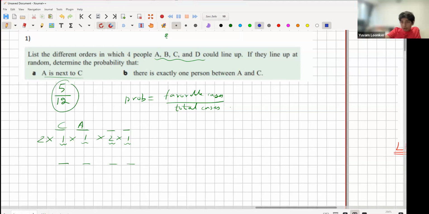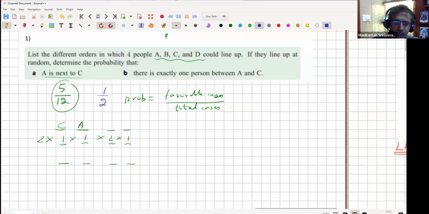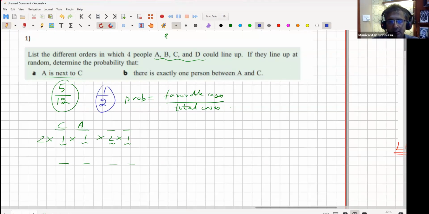Sir, I'm not sure about my answer, but I got 1 upon 2. 1 upon 2. Okay. What is your logic, Yuvam? I didn't know this method. Since it was only 4, I listed down the arrangements quickly in like 5 minutes. And then I counted all of them where A is next to C or C is next to A. Okay. You literally hand counted them. Okay, sounds good. Suhani, what did you get?